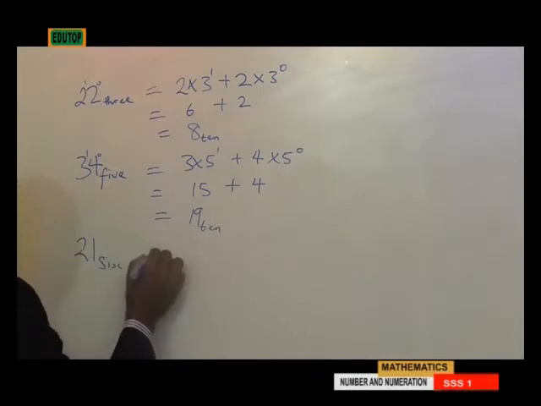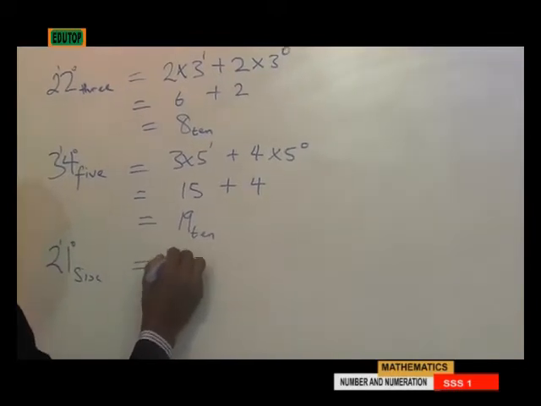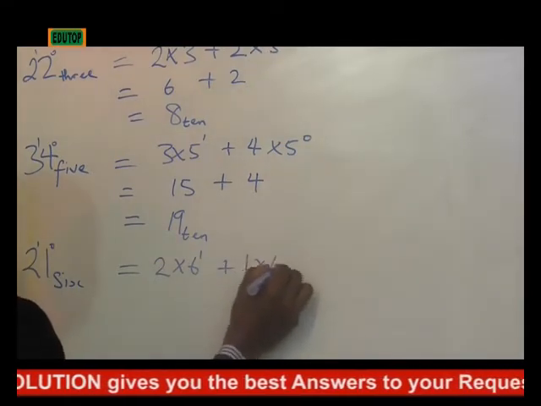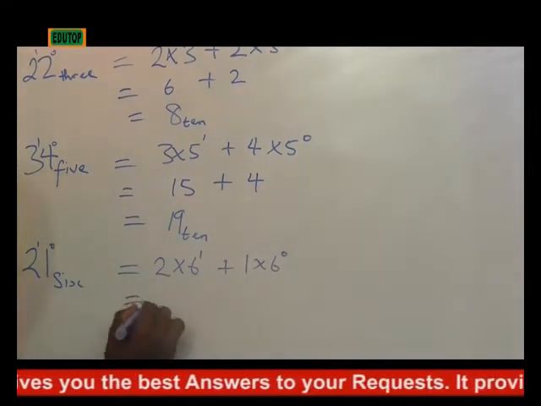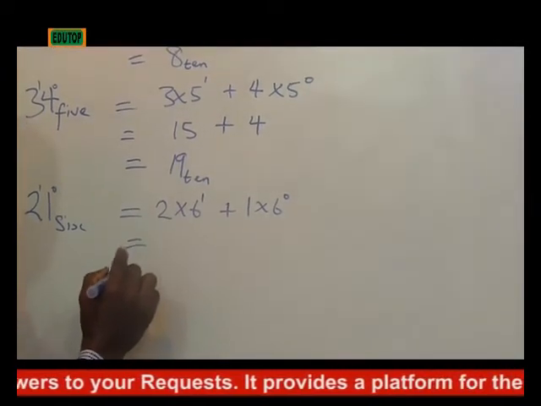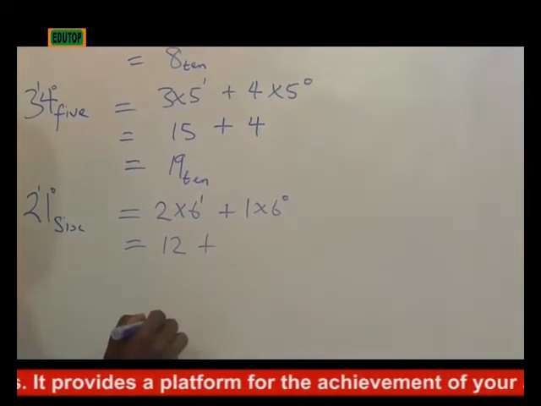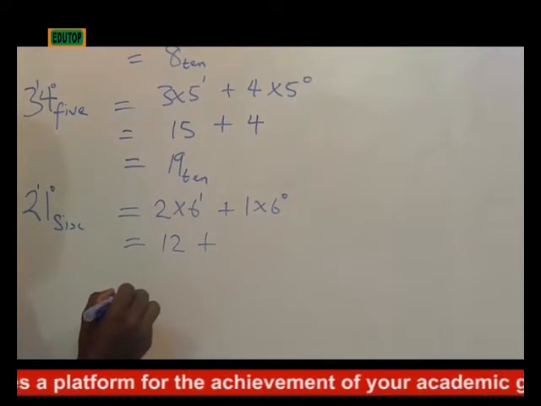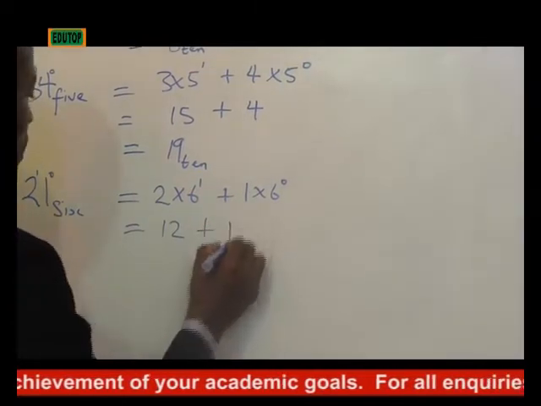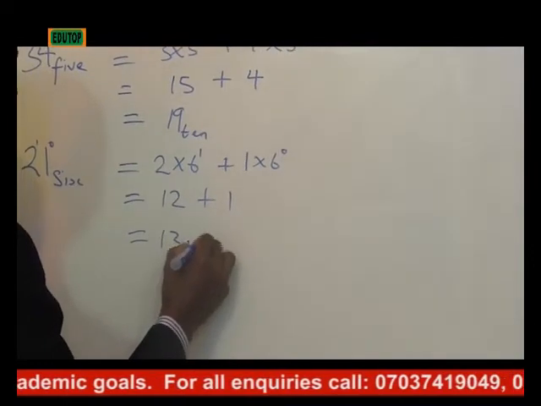Then 21 base 6 is equal to, that will be 2 times 6 raised to the power 1 plus 1 times 6 raised to the power 0, which is equal to 6 raised to the power 1 is 6, times 2, that's 12, plus 1 times 6 raised to the power 0 is 1, that's 1, equals to 13 base 10.